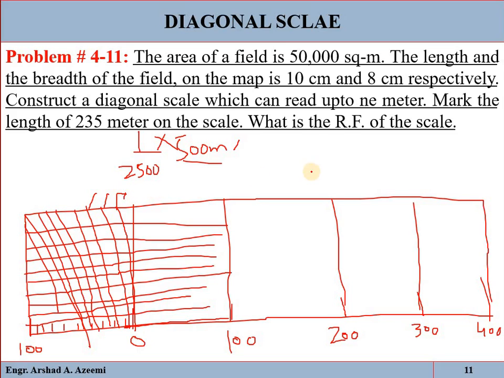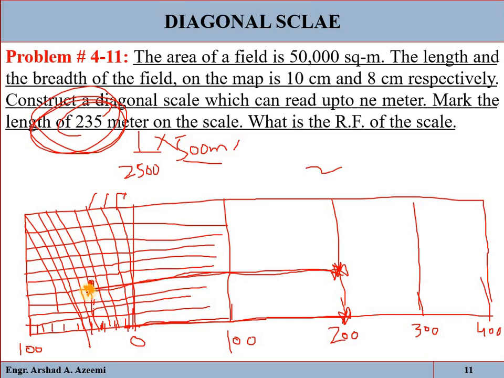Now if you have to represent the 235 meter distance, see, that is the 200 point. So this is 100, 200, 210, 220, 230, 231, 232, 233, 235. So from this point up to here, it will be a distance of 235 meter. It means if in the drawing you have this much distance, in reality it will be equal to 235 meter.